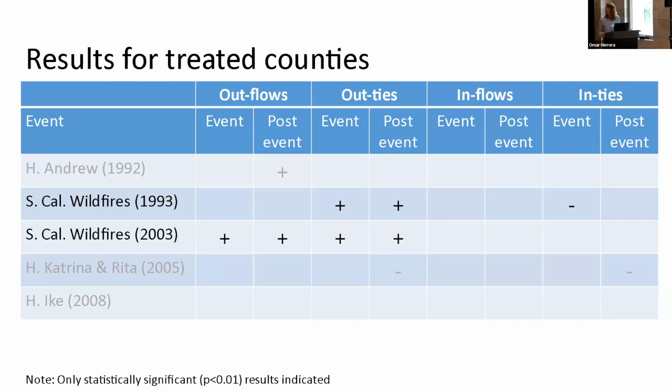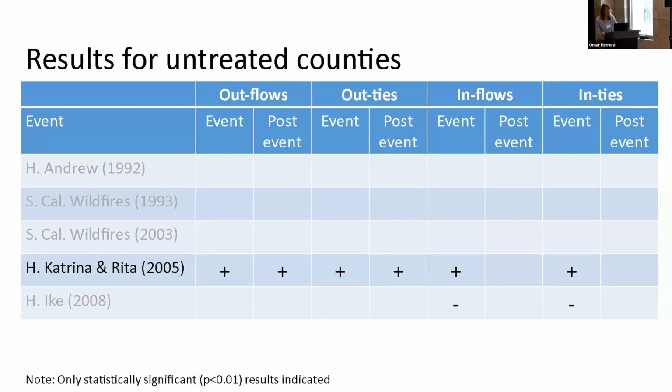In 1993, you see the expansion in the number of out ties. That's the number of connected counties where people were going in the event year, as well as in the post-event years, or the post-event period. And then in the 2003 Southern California wildfires, you see both an expansion of the ties and the average size of the outflows. We see a few significant effects in the hurricane cases, but they really didn't show a consistent pattern, and so I'm not emphasizing them here.